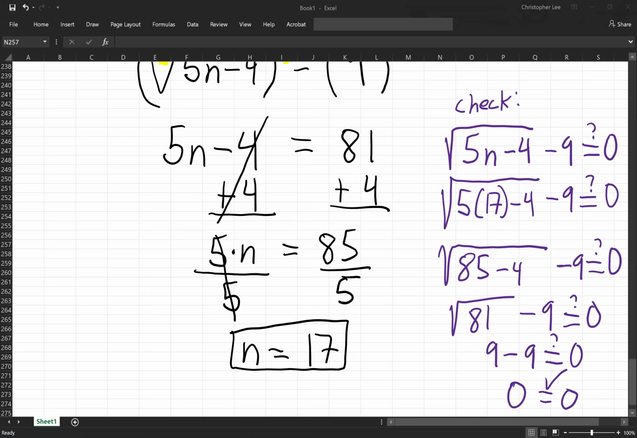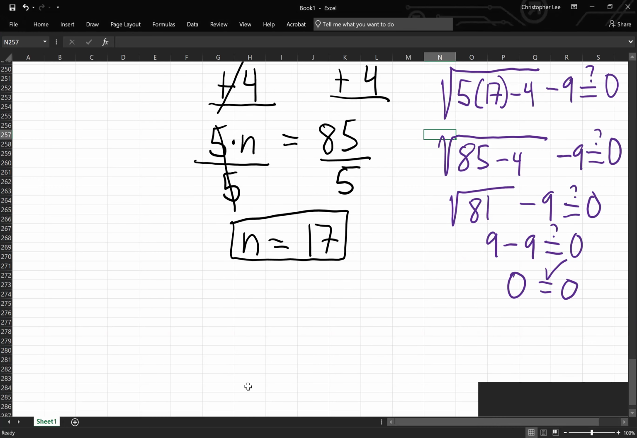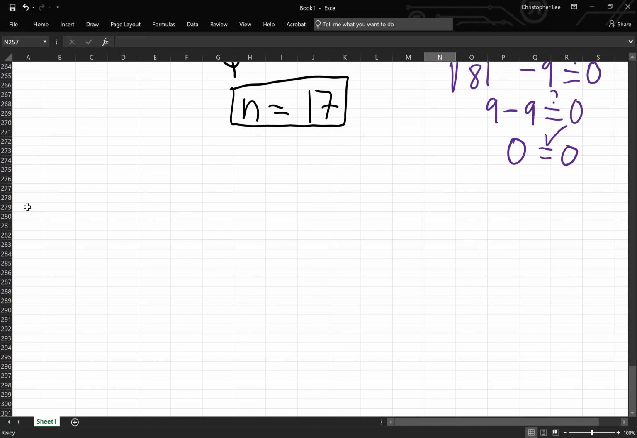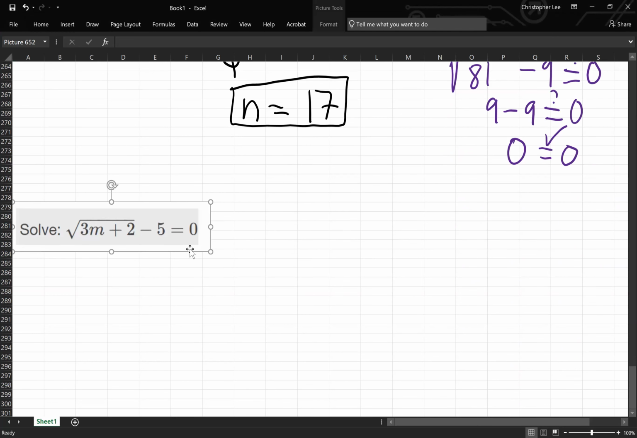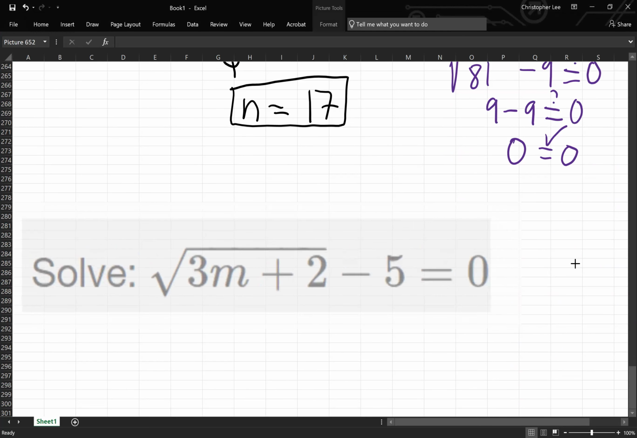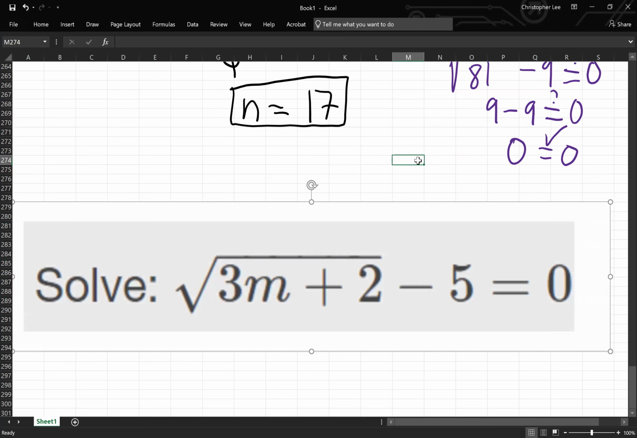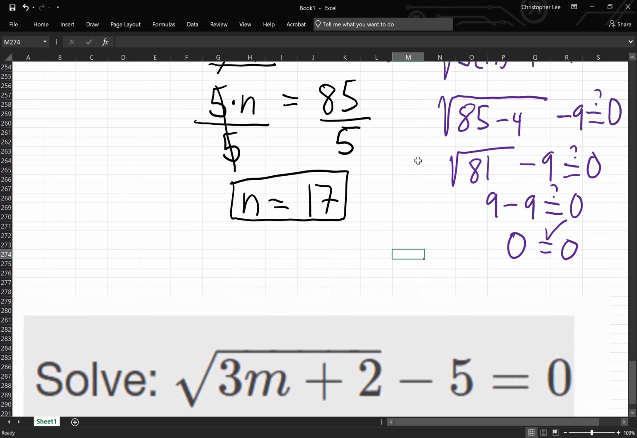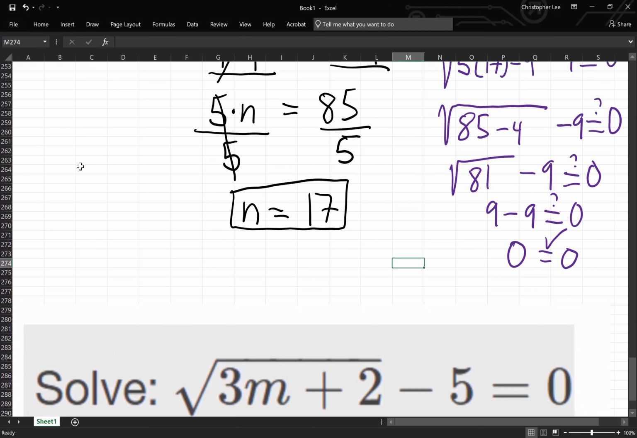All right, it's a little bit harder because we got an M in it, but not too bad. So here you go. Try this out in case anybody's copying from the bottom. So this is square root 3m plus 2 minus 5 is equal to 0. So go ahead, try that out, and we'll see how this goes.